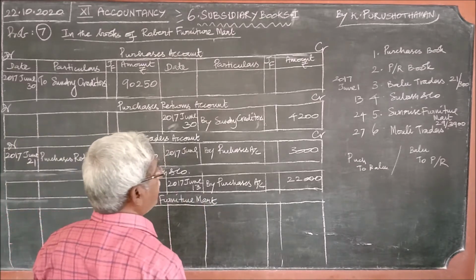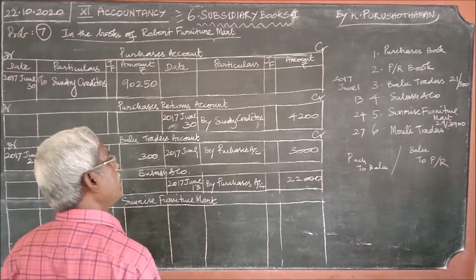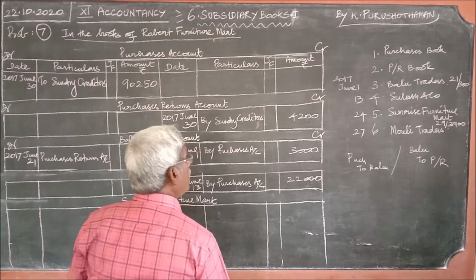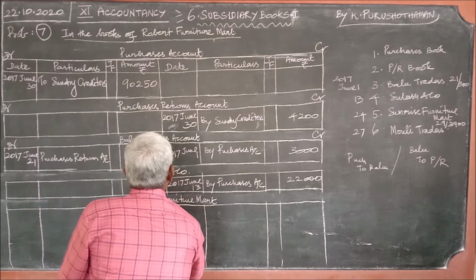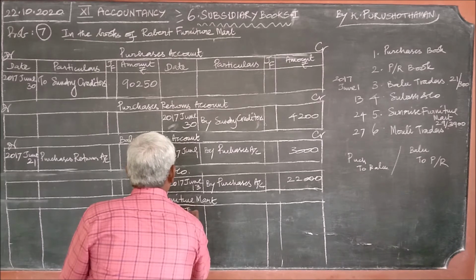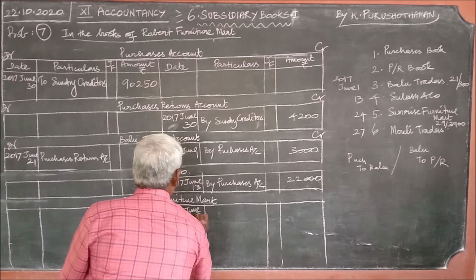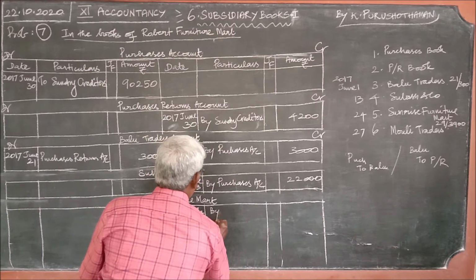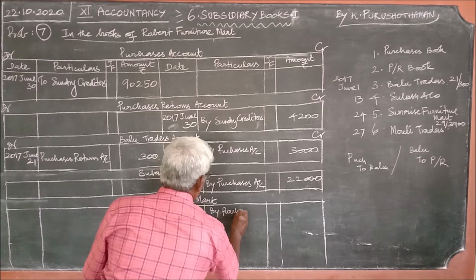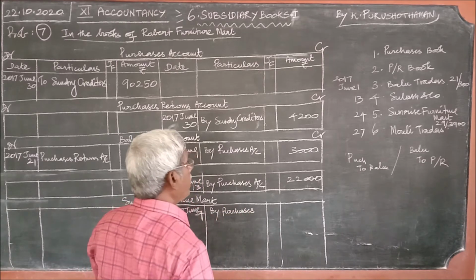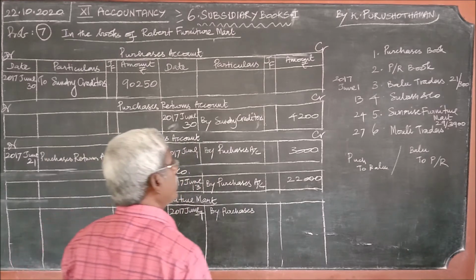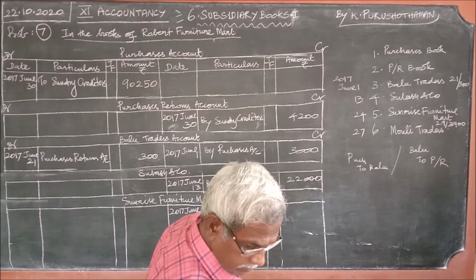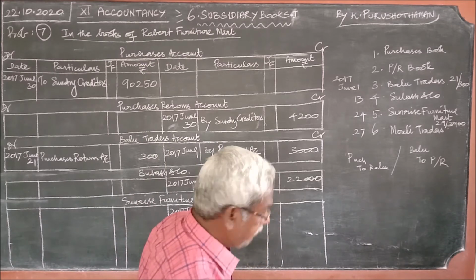From Sunrise Furniture Mart, there was a purchase and a purchase return. For the purchase, what is the date? June 24, 2017, by purchases. What is the amount? For Sunrise, it is 32,500.